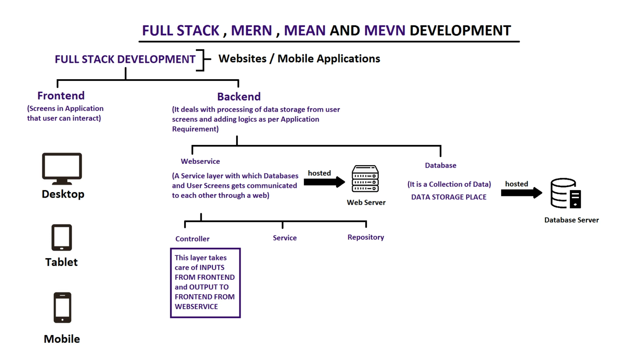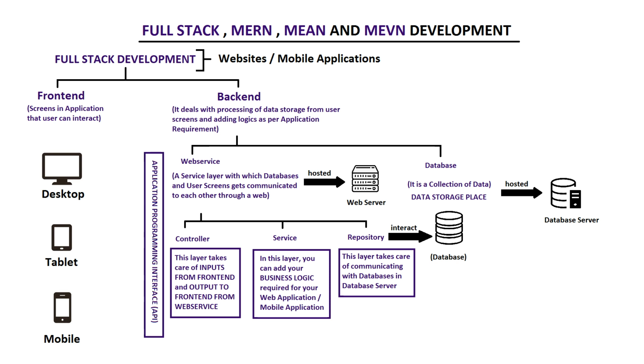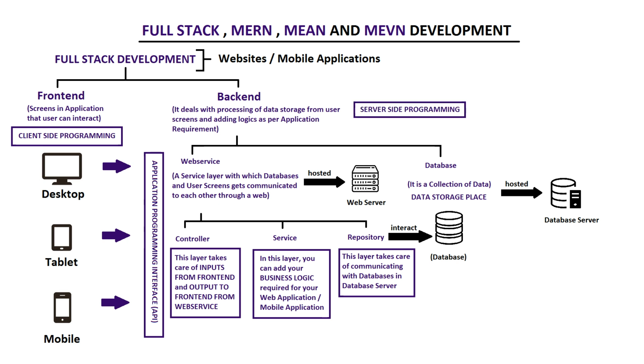Controller takes care of inputs from front-end and outputs to front-end from the web service. In the service layer, you can add your business logic required for your web application or mobile application. Repository layer takes care of communicating with databases in the database server. This complete backend is exposed to front-end as an application programming interface, which is also called API. Using API, front-end communicates with backend. Therefore, front-end programming is also called client-side programming, and back-end programming is also called server-side programming.